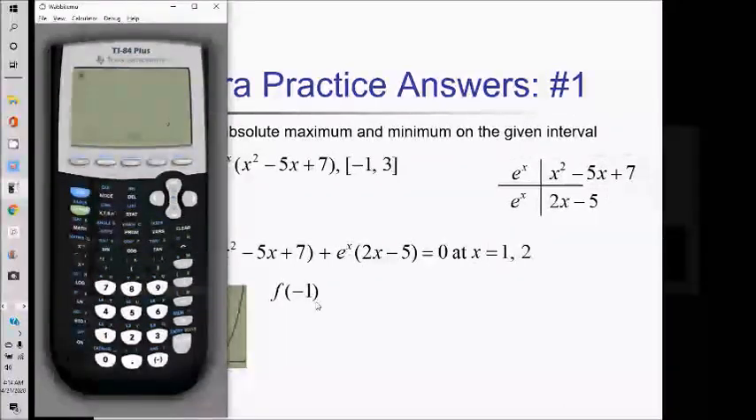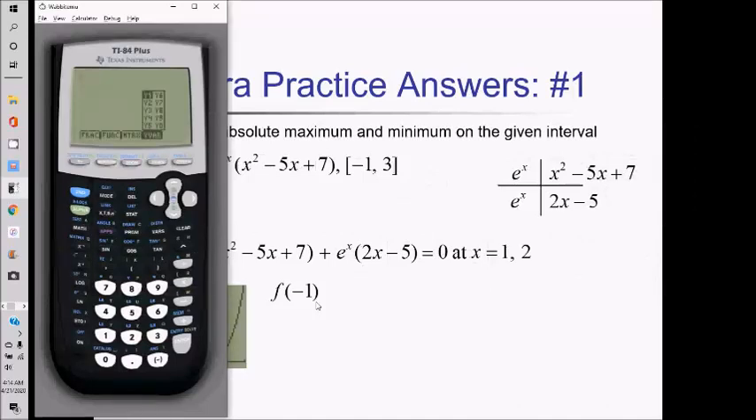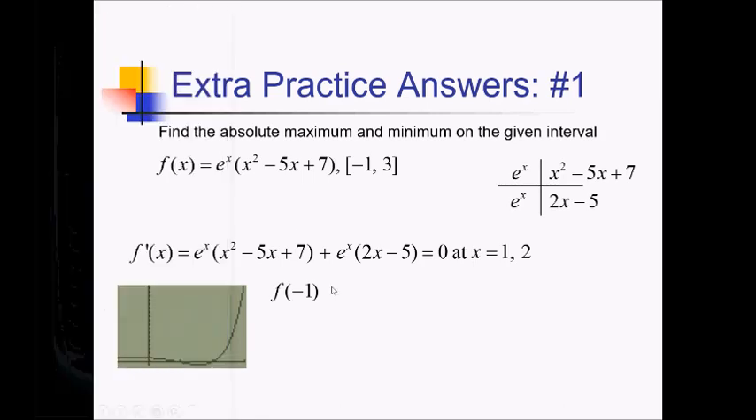Let me quit out of my graph, and I'm going to do alpha trace and pull up my y menu. y1, let's open a parentheses here and put -1 in there. Close the parentheses if you want. And then if we press enter on that, that's about 4.782. Which, I mean, we need to look at all the candidates before we can tell if this is a max or a min, if anything.